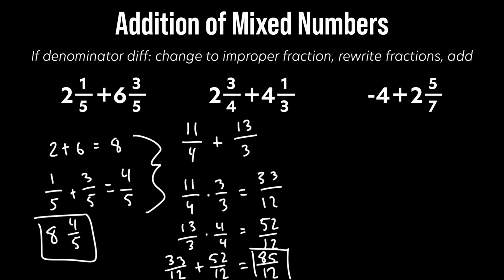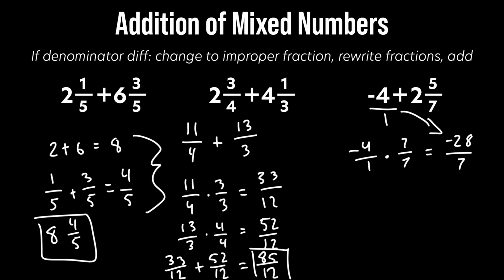So let's try this last problem. Here we have -4 plus 2 and 5/7. So first let's rewrite -4 as a fraction. So it would be -4/1. And now you might notice that for the denominators we have 1 and 7. 1 is a factor of 7, which means that all we have to do is rewrite this first fraction in terms of 7. So let's take -4/1 and multiply this by 7/7, and we'll get -28/7. So we've essentially rewritten -4 as -28/7.